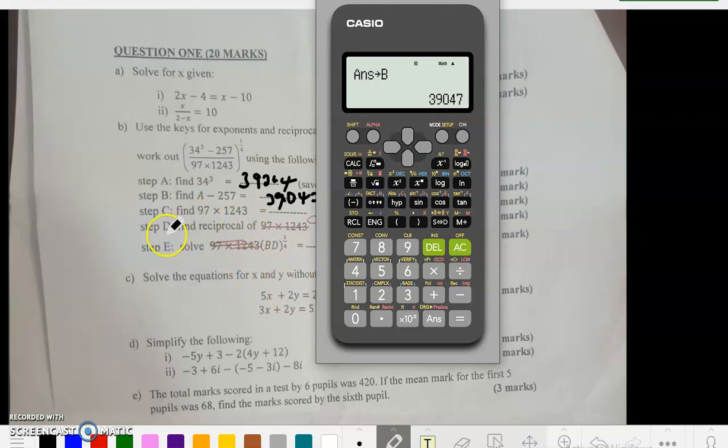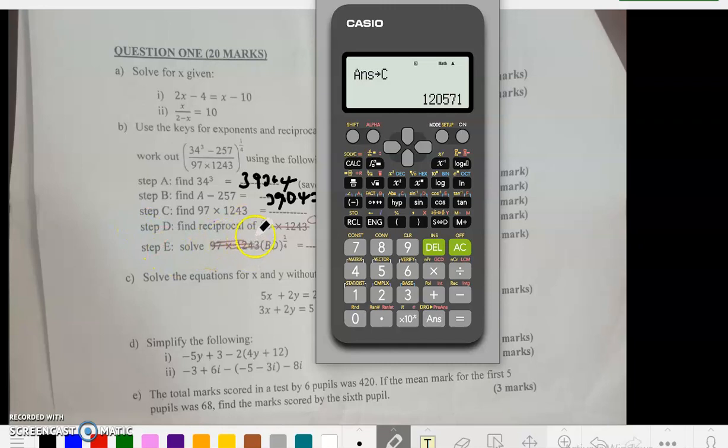Now you want to find the value for C. You need to find 97 times this, so it is simply 97 multiplied by 1,243, and this is what you get. Now you need to save this as C. So shift, store, C. Now it is saved as C, and this is your solution for option C.